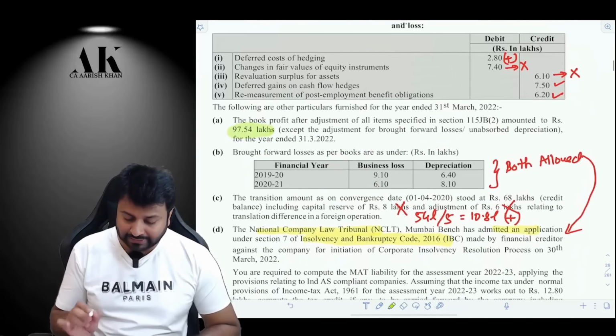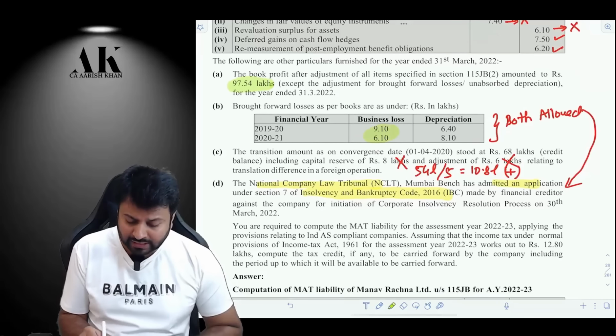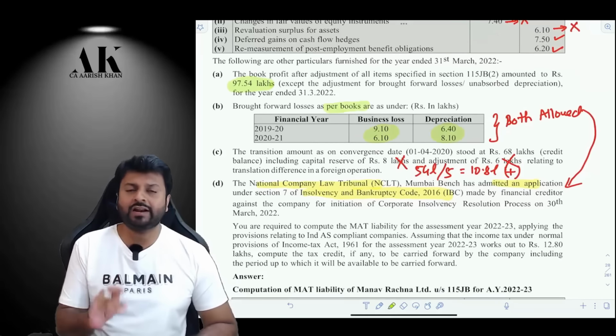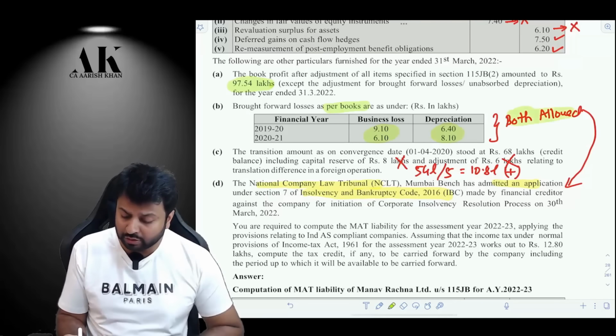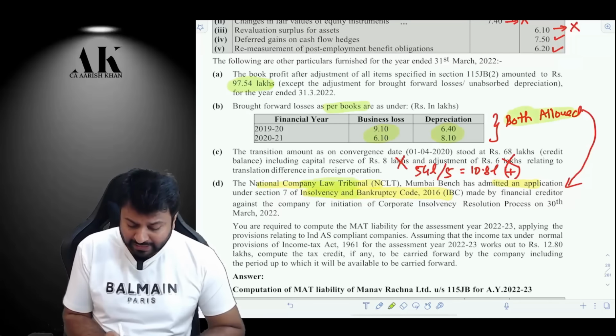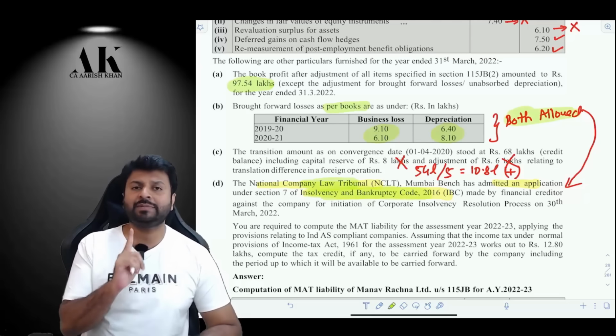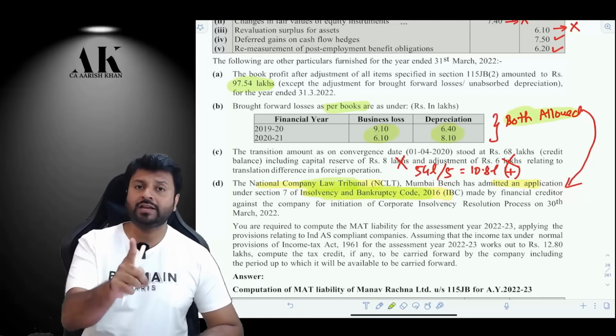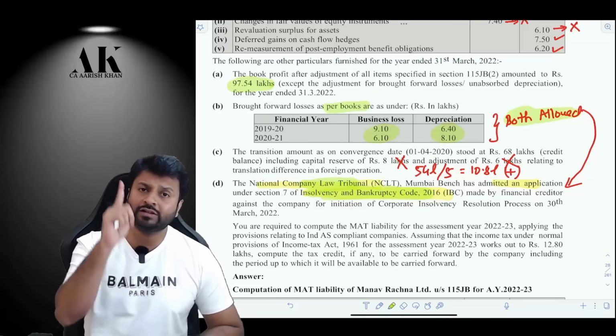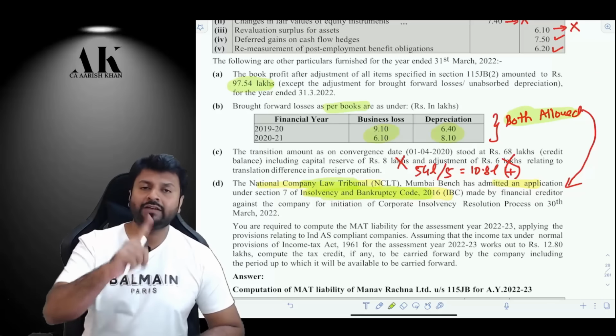I will write that. Then second thing is, you have business loss, you have depreciation as per books of accounts. Generally, you have to take whichever is lower, but here you are going to take both. Why? Because the assessee has made an application to IBC. So if an assessee makes an application for IBC, very important point, then you get the deduction of both, unabsorbed depreciation also and brought forward loss also. Both you get if you make an application to IBC.